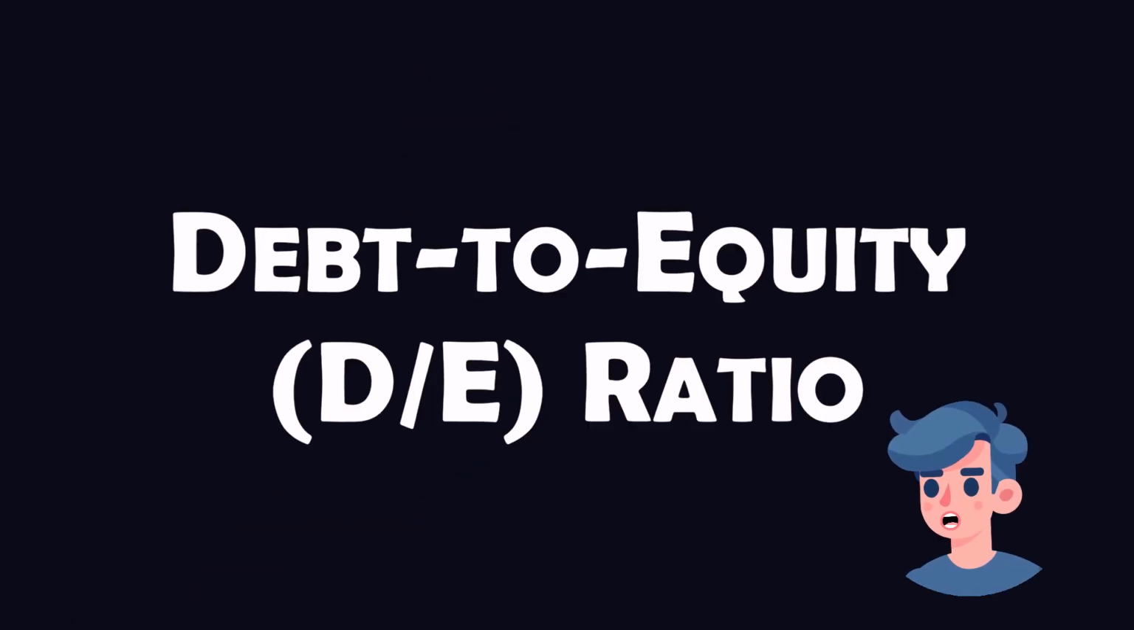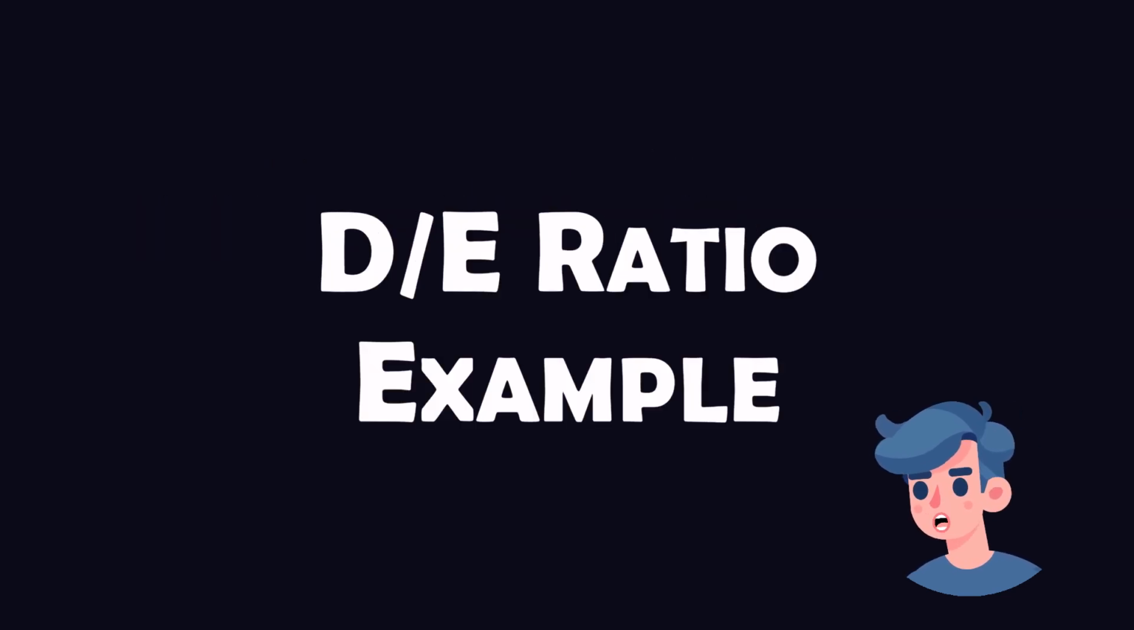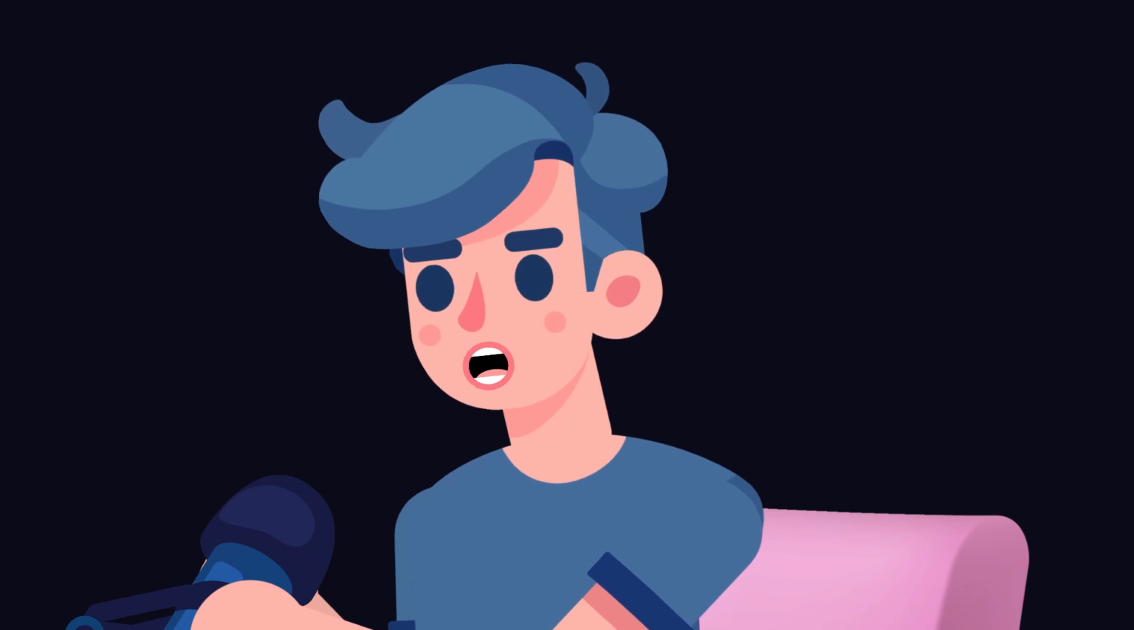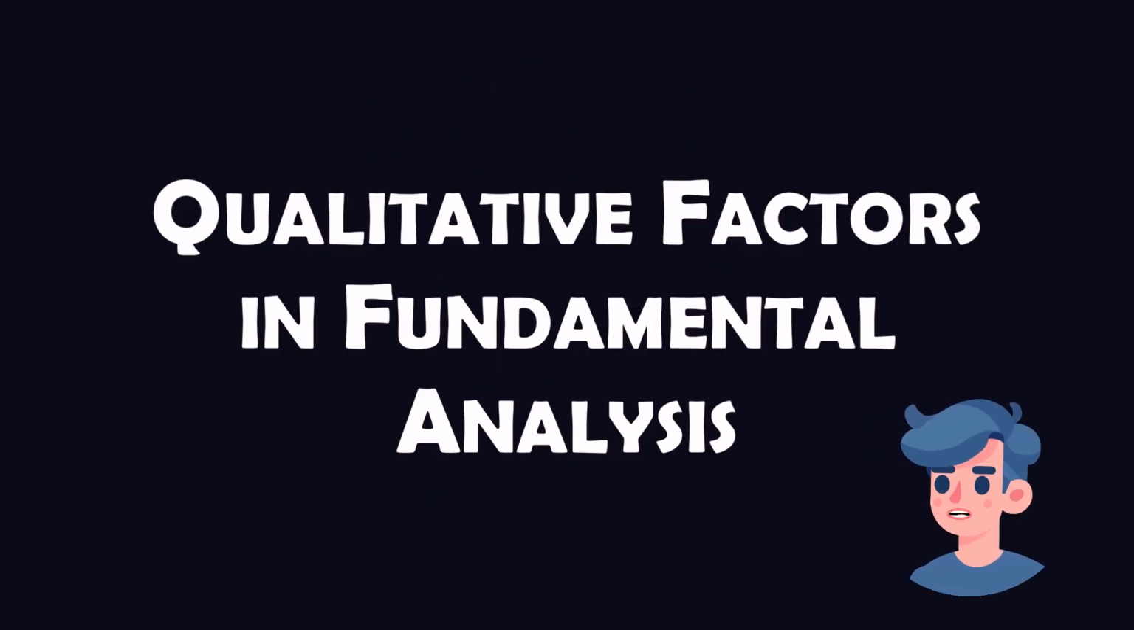Another critical ratio is the debt-to-equity (D/E) ratio, which indicates the relative proportion of shareholders' equity and debt used to finance a company's assets. For instance, if Company D has total liabilities of $150 million and shareholders' equity of $100 million, the D/E ratio is 1.5. Understanding these ratios can significantly enhance your ability to evaluate companies.